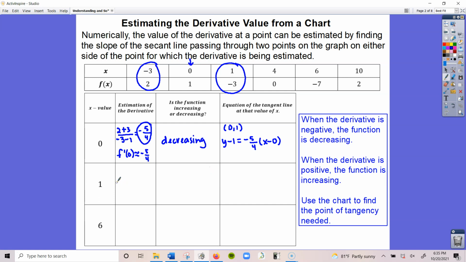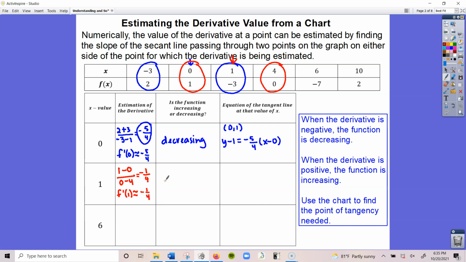Let's try this next one. We want to estimate the derivative when x is equal to 1. So now instead, this is the point I'm focused on. And so I'm going to use the 2 points on either side. So I'm going to do y2 minus y1, so 1 minus 0, over x2 minus x1, 0 minus 4. 1 minus 0 is 1, and 0 minus 4 is negative 4, giving me my estimate of f prime of 1 to be negative 1 over 4.